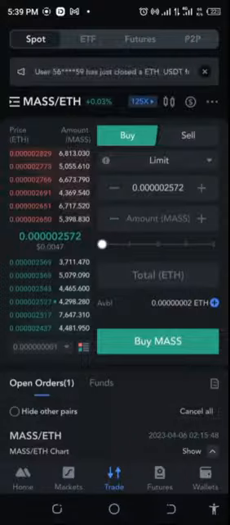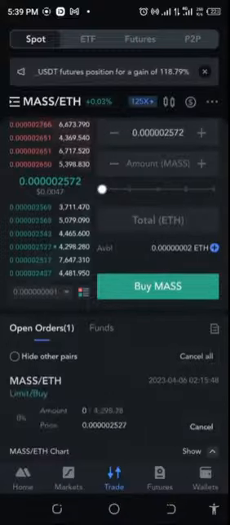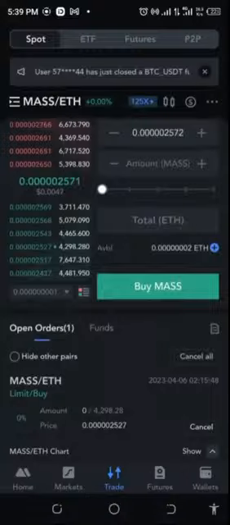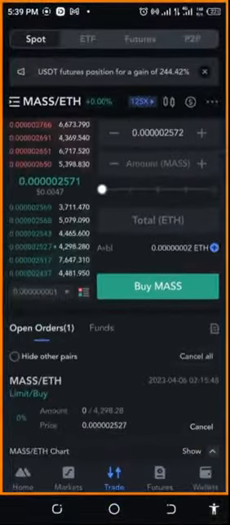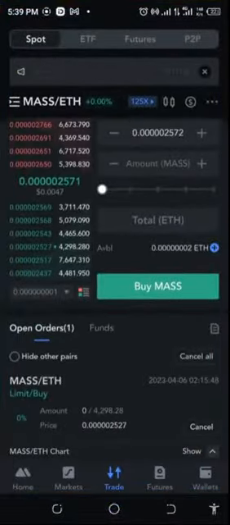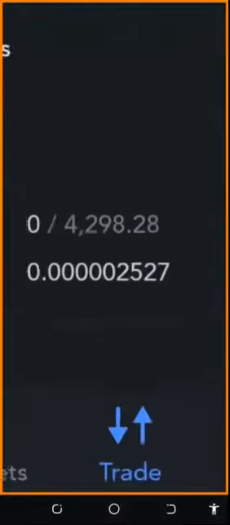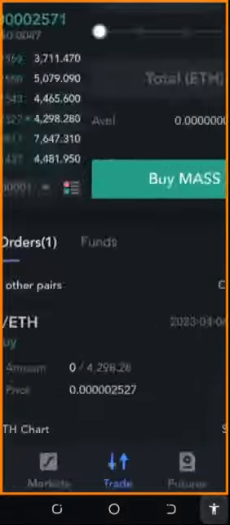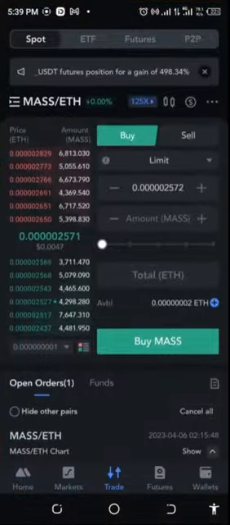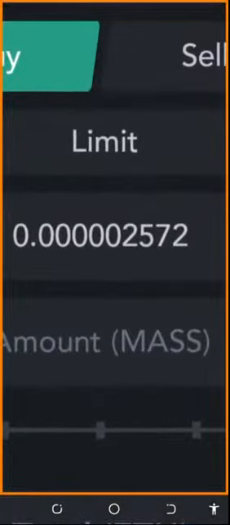That's just it. So I'm going to have to sell back this ETH to USDT. That's what I'm going to do. So I'm going to have to cancel this, because if I go ahead and try to sell it, look at the time, look at the price right now. This was the price where we fixed it to buy our MASS. As you can see, we fixed the price for us to buy it at 0.00002527. Look at the price right now. The price right now is 2572.